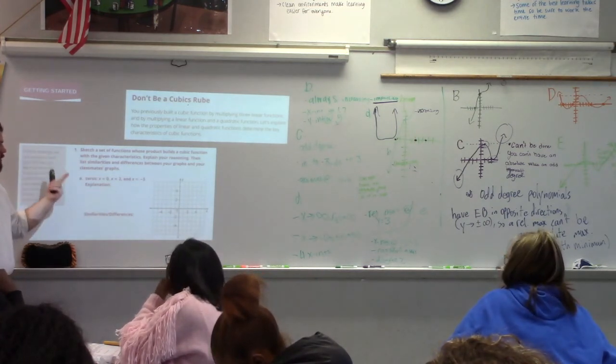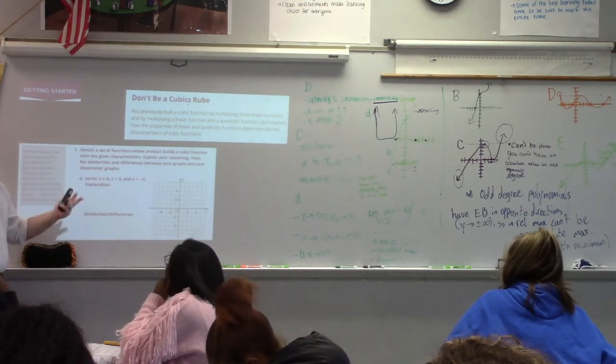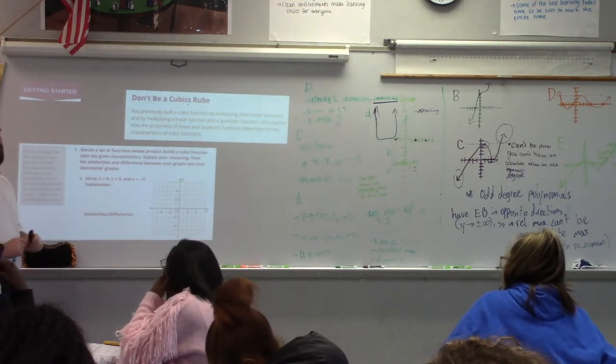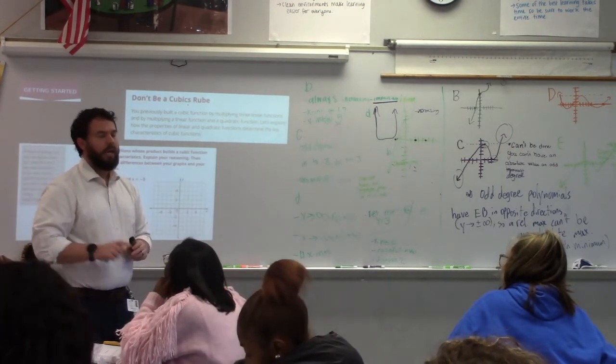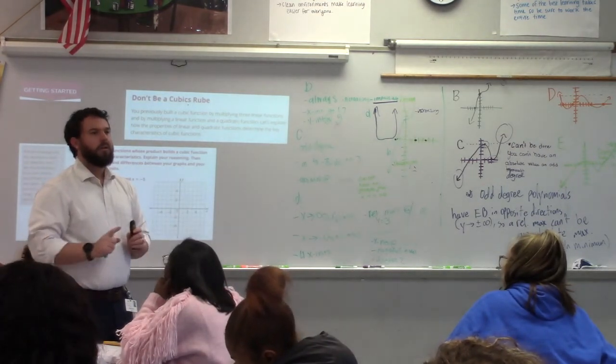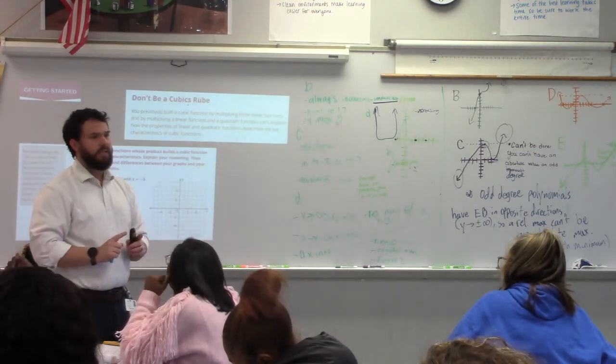x equals 0, x equals 2, and x equals -5. Now I want to point out this language. Does it call these x-intercepts? No. It calls these zeros. And it doesn't give any more multiplicity.